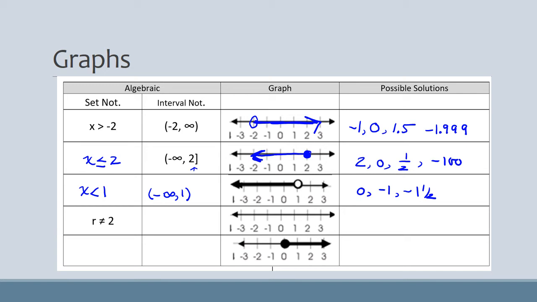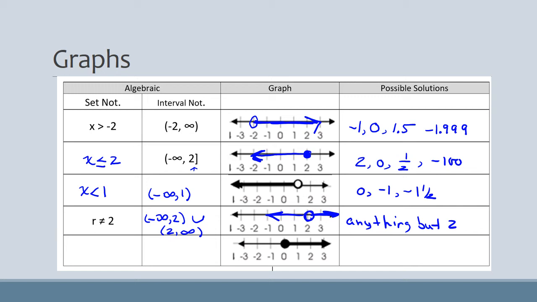Now, x not equal to 2 is kind of weird in interval notation. I'm not going to expect that you know that. But what we're saying is it goes from negative infinity to 2, and we say union with 2 to positive infinity. So that's what it would look like in interval notation. The graph would be an open circle on 2 and then arrows going in both ways. So now our solutions would be anything but 2. So we could pick any number we wanted, and that would be part of our solution set.